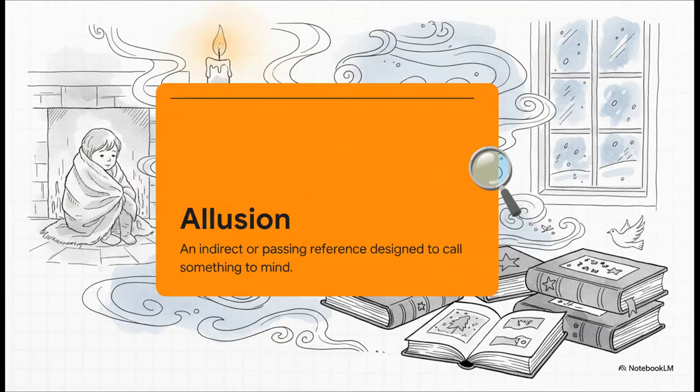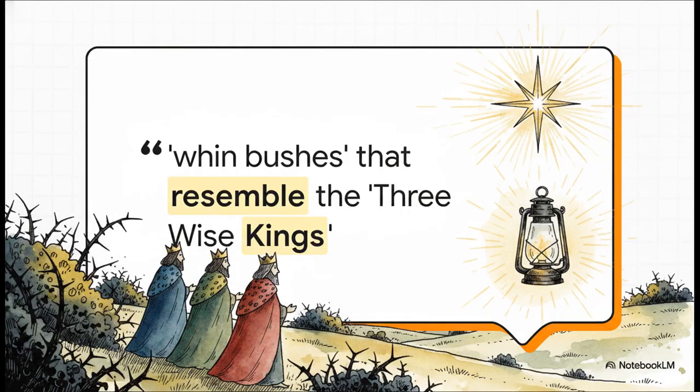The final and perhaps most powerful tool at play here is allusion. An allusion is an indirect or passing reference designed to call something specific to the reader's mind without ever mentioning it explicitly. The poem is just rich with these.